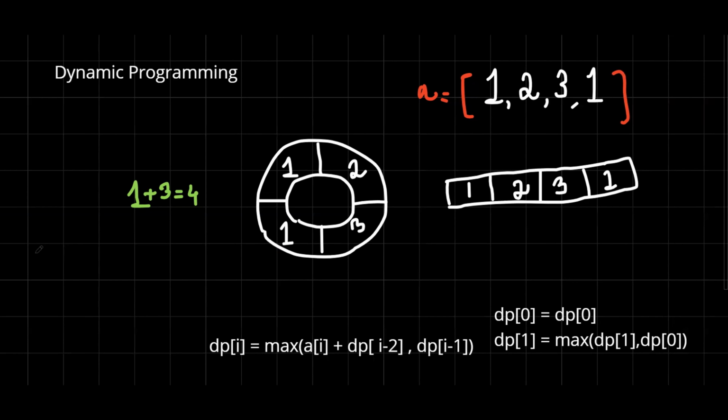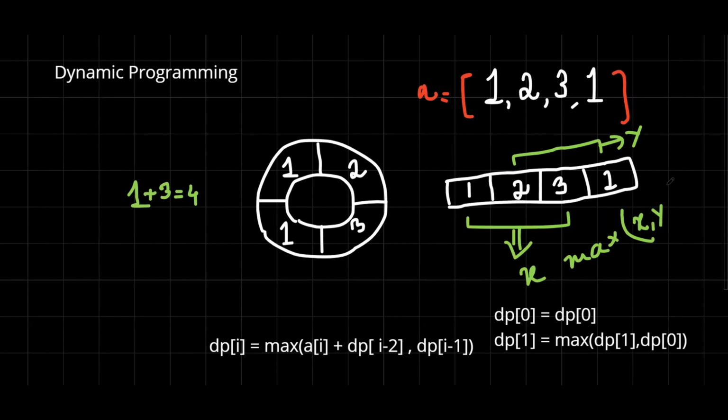Now, the main part of this problem is that we have to call the dynamic programming function 2 times. At first, we will call the dynamic programming function on this subarray. After that, we will call it on this subarray. Suppose the first subarray will give us the value of x, and the second subarray will give us the value of y. So the final output is the maximum of x and y.